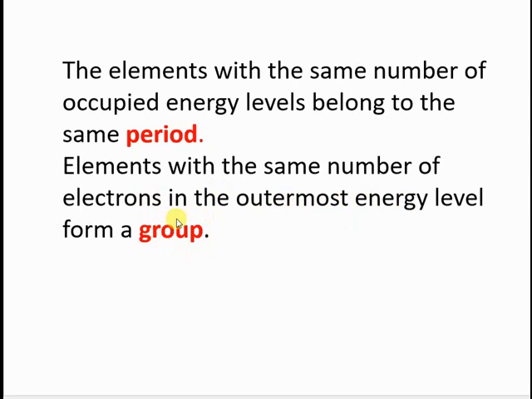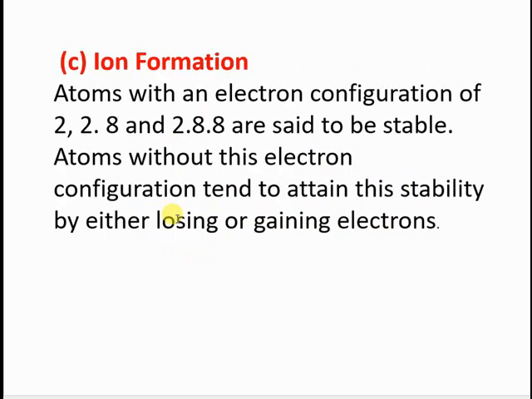Very important. Another piece of information I want you to have is ion formation. How do the elements form ions? So atoms with an electron configuration of 2, 2.8 and 2.8.8 are said to be stable.